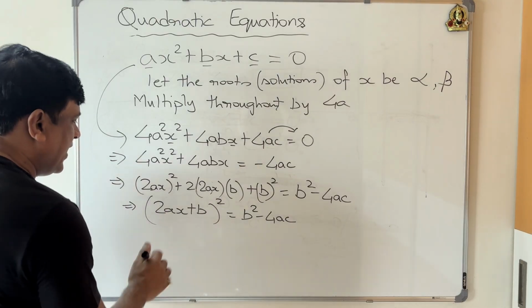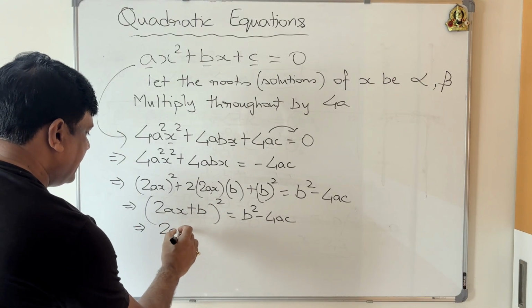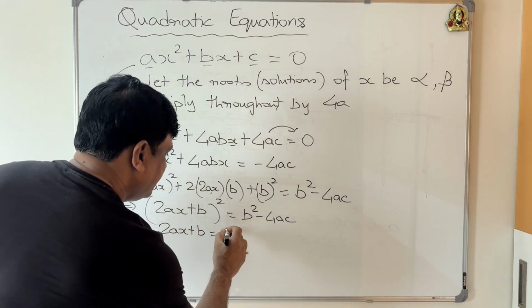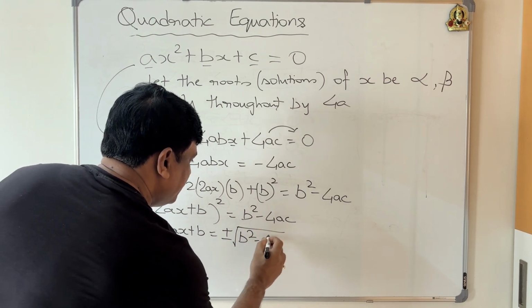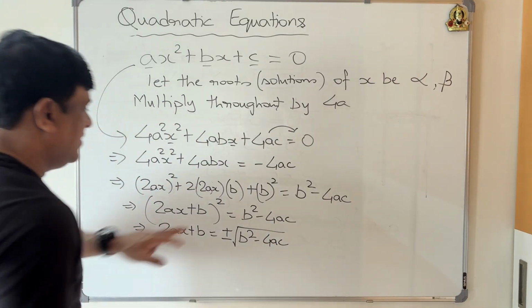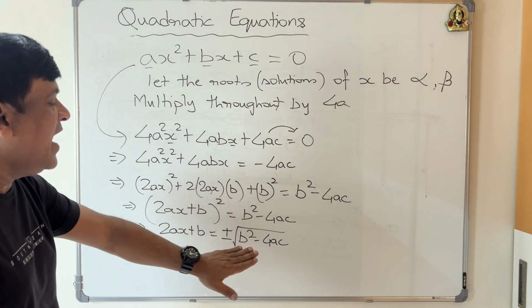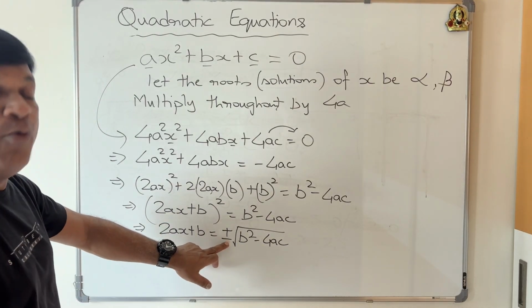So now there is a whole square over here. I can write 2ax plus b is equal to plus minus root of b square minus 4ac. This is a square over here, so if I take it to the other side, it becomes the square root. And whenever you take a square root of a number, you need to include both the signs.